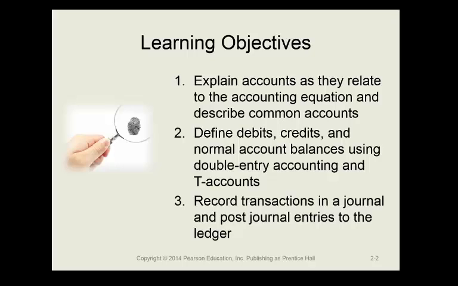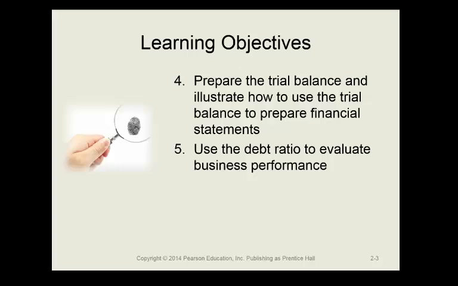We're going to define debits, credits, and normal account balances, what double entry accounting is, and what we use T accounts for, and actually record transactions in a journal and post them to a ledger. We'll talk about what those are in this chapter. We'll talk about and prepare a trial balance and how we're going to use it to prepare financial statements, and actually prepare the financial statements, like we did in Chapter 1, and use the debt ratio to evaluate business performance.